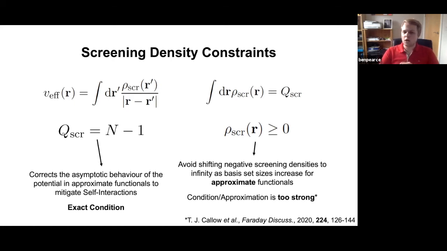We did quite a lot of work amongst the group investigating this condition. And we found that although it works, it's quite strong and it's not necessary, provided you use a small enough auxiliary basis set and you have enough electrons in your system.